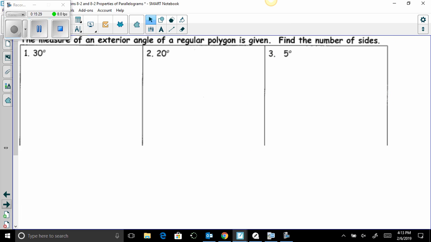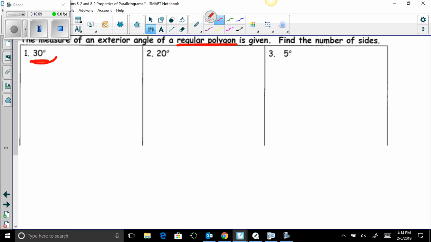Alright, let's go on. Let's try one more practice problem. And then I'm going to see if you guys can finish the rest of the practice problems on your own. So the directions here say the measure of an exterior angle of a regular polygon is given. Find the number of sides. So if I'm given the measure of an exterior angle, remember what we just figured out. If it is a regular polygon, the exterior angles are going to equal how much? We just figured out in our previous recap that they're all going to add up to 360 degrees.